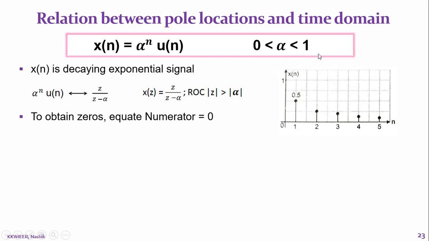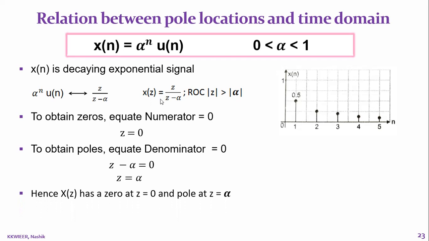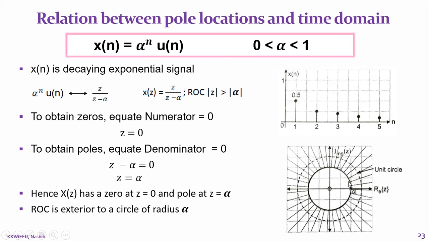Now to obtain the zeros, equate the numerator to 0. You know that the Z transform of this sequence can be given as z upon z minus alpha. Equating the numerator to 0, z is equal to 0. To obtain poles, equate the denominator to 0, so z minus alpha is equal to 0. That means z is equal to alpha. So X of z has a zero at z equal to 0 and a pole at z equal to alpha. That means the ROC is the exterior of the circle of radius alpha. This hashed region is nothing but the ROC for this.